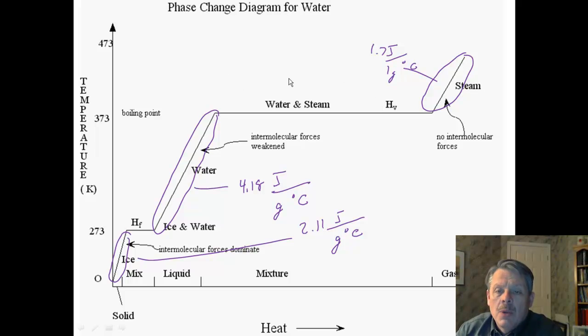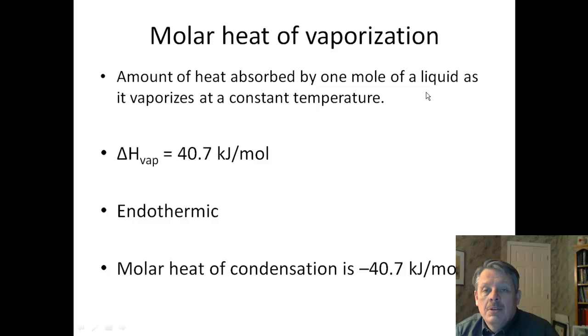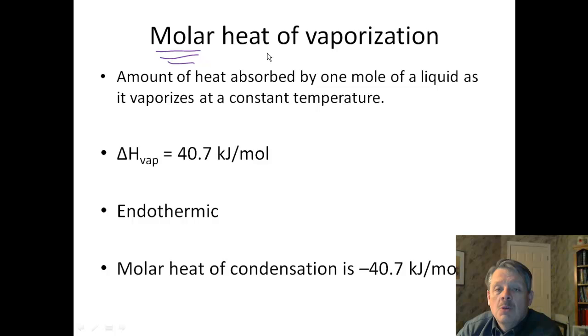Now, we haven't talked about these guys yet here when we're actually going through phase changes, but we've talked about the parts where we're heating something up still within one phase. But what happens when we want to vaporize it, when we want to turn it into steam? Well, the amount of heat absorbed by 1 mole of a liquid as it vaporizes at a constant temperature is called the molar heat of vaporization. Notice it says molar heat. Notice again, molar heat. We're not talking about grams, we're talking about moles. All right?